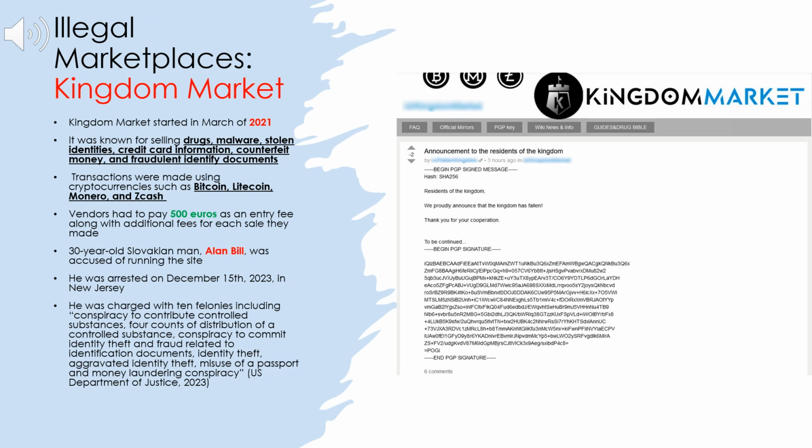Okay, so first we're going to look at Kingdom Market, which was an illegal marketplace found on the dark web. Kingdom Market started in March of 2021. It was known for selling drugs, malware, stolen identities, credit card information, counterfeit money, and fraudulent identity documents. Transactions were made using cryptocurrencies such as Bitcoin, Litecoin, Monero, and Zcash, and we talked about that earlier. Bitcoin is obviously the most popular, but these illegal marketplaces were not shy about using other cryptocurrencies. Vendors had to pay 500 euros as an entry fee, along with additional fees for each sale that they made.